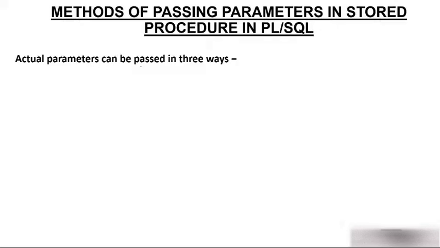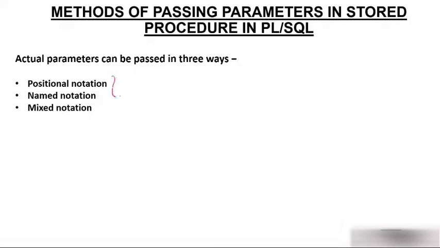Actual parameters can be passed in three ways. One is positional notation, second is named notation, and third is mixed notation. So these are three notations through which you can pass parameters in a procedure. What is mixed notation? Mixed notation is actually the combination of these two. We'll understand mixed notation in the next video.